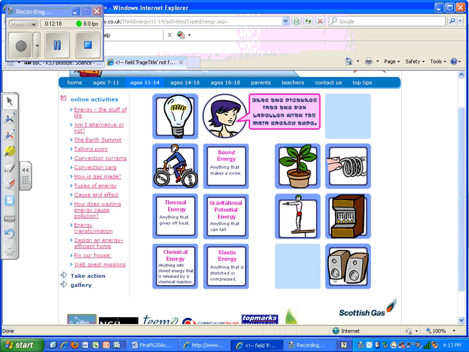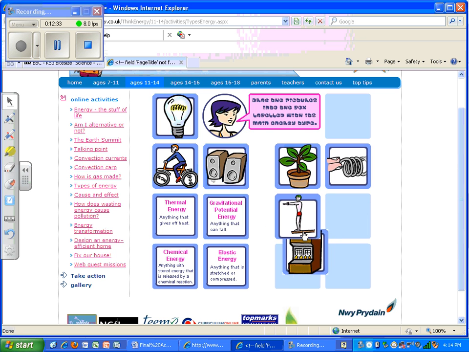The next thing is sound energy. Sound energy is the production of sound waves by vibrating objects. In this case, it's going to be the speakers. Guitar strings do the same thing. Thermal energy is anything that gives off heat. This looks like a stove to me. I'm not really sure if it is or not, but that's going there. It's producing heat. Kinetic energy of the particles is the speeding up.